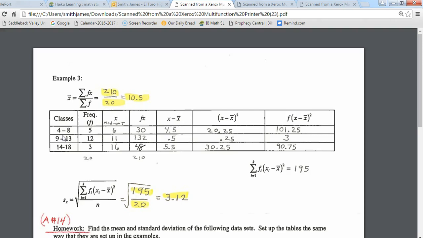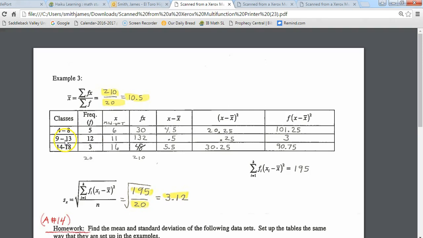So, got to keep in mind what we did in an earlier lesson. Whenever I had a list of classes, instead of specific x values, what did we use for the x's? We used the mid-intervals as our x values. So if I have a class from 4 to 8, the mid-interval of that class would be 6. Remember, it's just like finding an average. 4 plus 8 divided by 2 is 6. And so the mid-interval is 6.